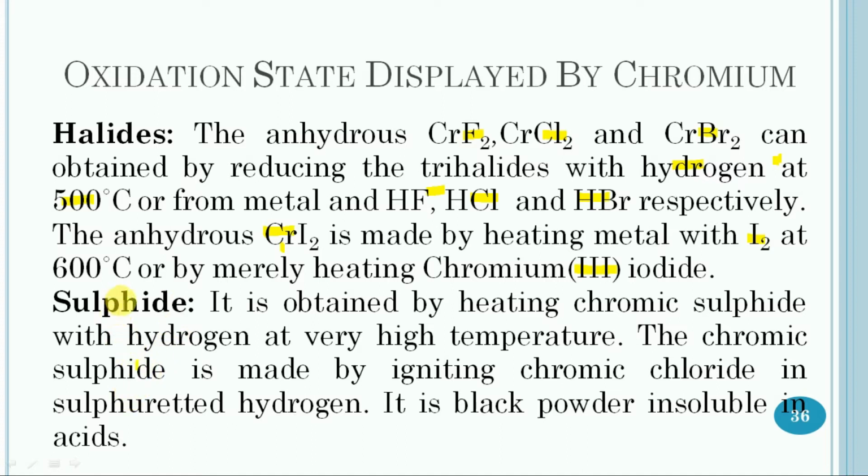The next one is the sulphide of chromium in oxidation state 2. It is obtained by heating chromic sulphate with hydrogen at very high temperature. The chromic sulphide is made by igniting chromic chloride in sulfurated hydrogen. It is a black powder and insoluble in acids.